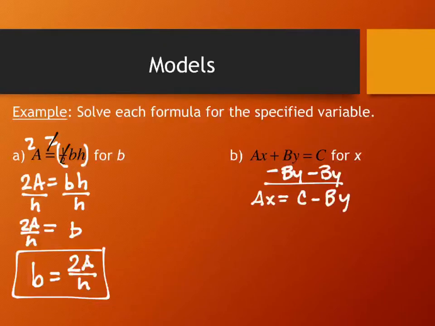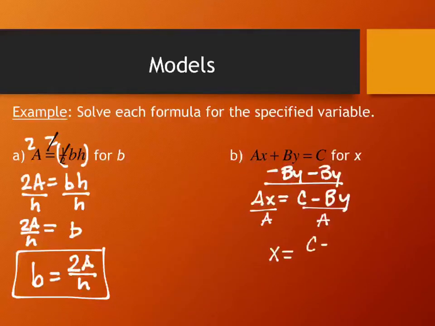Okay, so we're sort of halfway there. I'm trying to isolate x. So right now the x has attached to it the a. How are the a and the x attached? What operation? Multiplication. So in order to undo multiplication, I need to use division. I need to divide. So I'll divide both sides by a.